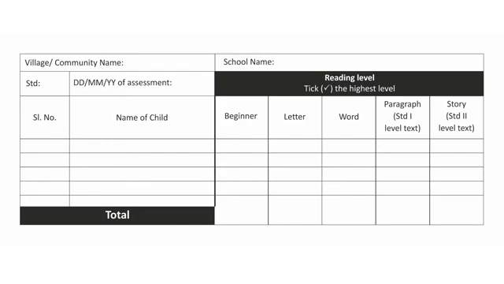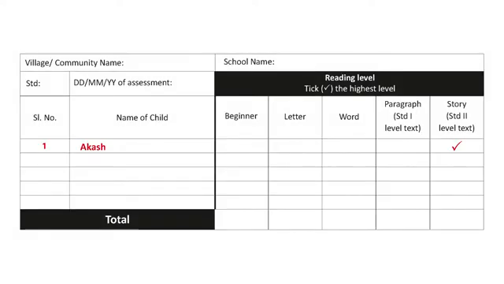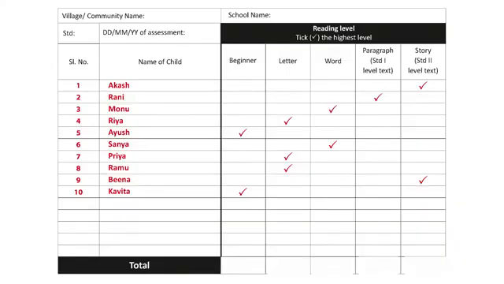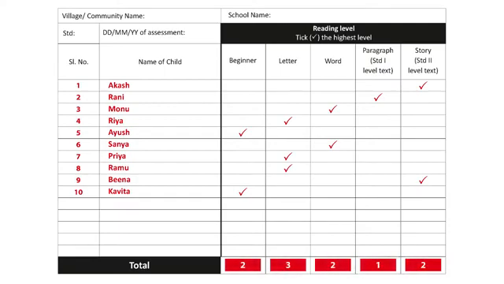What does it mean when we say a child is marked at the highest level? Remember the child Akash from the last video? He could read both paragraph and story fluently. He was therefore marked at the story level. On the other hand, Rani, who read the paragraph but not the story, was marked at the paragraph level. Other children in your group can be marked in the same way. Let us now count the children at each level of reading.